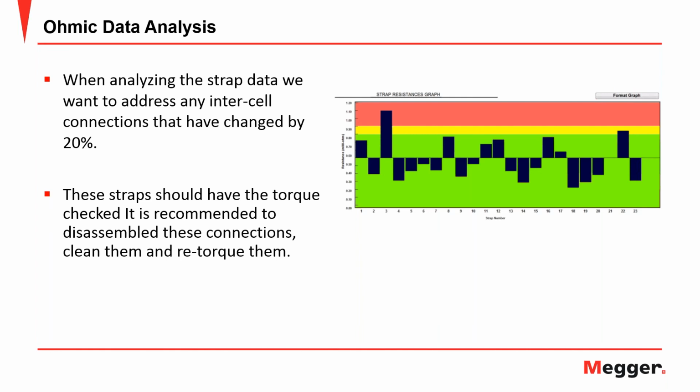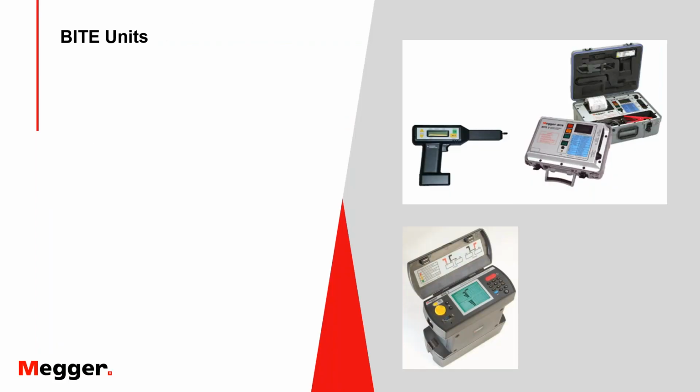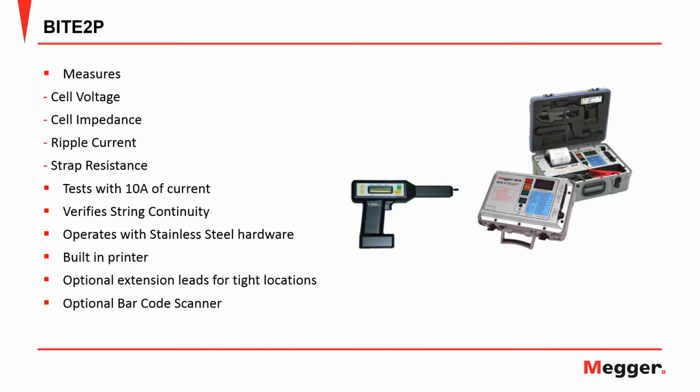The Byte 2P will measure cell voltage, cell impedance, ripple current, and strap resistance. It tests with 10 amps of current that's injected through the entire string, so it verifies the string continuity. Because it injects through the string, it also operates with stainless steel hardware. It has a built-in printer because some locations have IT restrictions where they don't like you to put peripherals on your computer or use software, so we print it out there. There are also optional extenders for tight locations and an optional barcode scanner, so you literally don't have to do any programming. You just walk up, scan the battery string, and start testing.